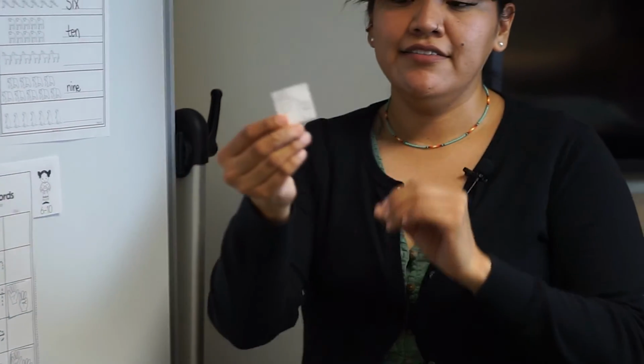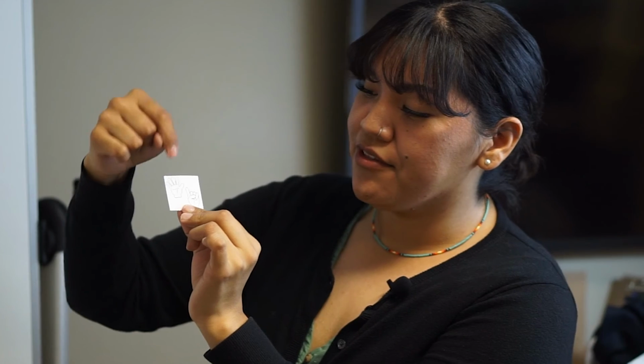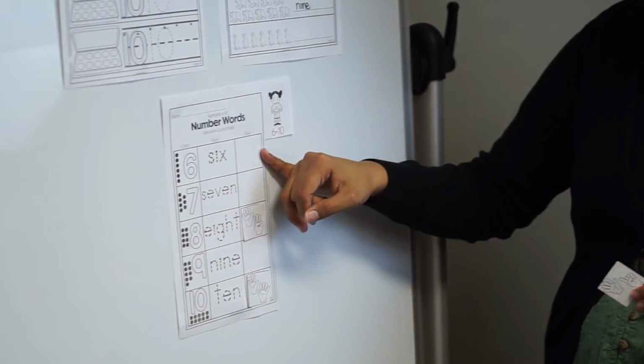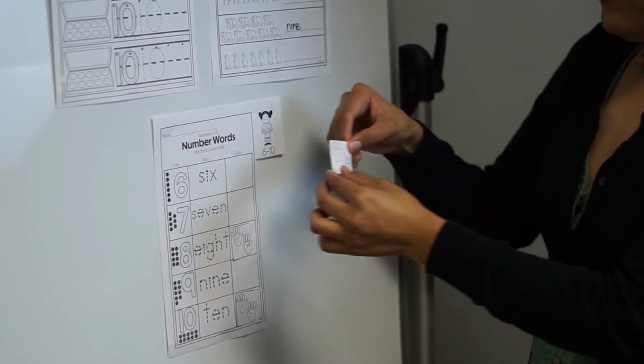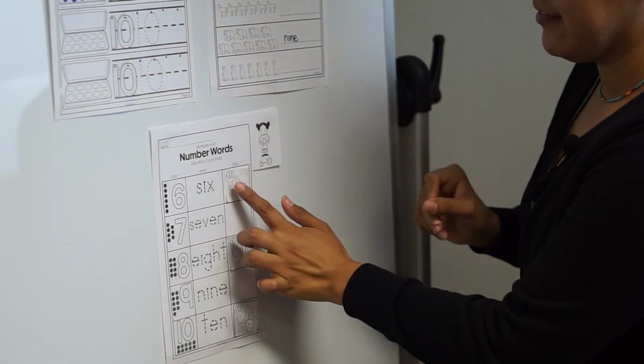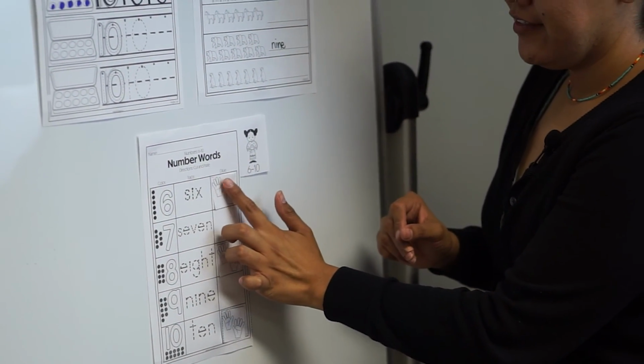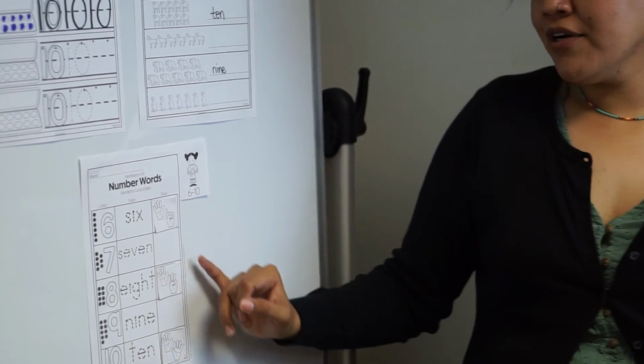All right, let's do another one. Let's count the fingers on this one. So there's 1, 2, 3, 4, 5, 6. 6 fingers are up. Let's go to the 6th column. There's 6 right here. And we're gonna glue that one right here. All right. So you have 2 more. I would like you guys to do that one for extra practice.